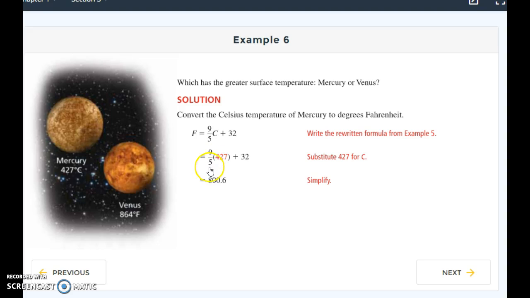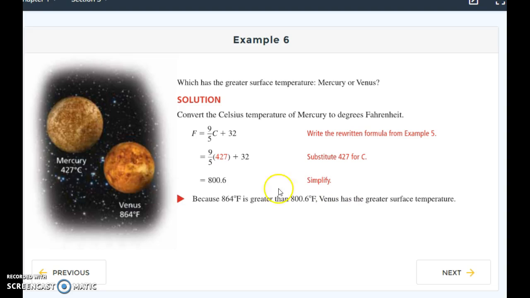So I know I'm going to do 9/5 times 427 and then add 32. So it's approximately 800.6. So I can't just leave my answer like that. I have to go ahead and actually answer the question. Because I was asked a question, I can't just write a number. So I could say that because 864 degrees Fahrenheit is greater than 800.6, Venus has the greatest surface temperature.